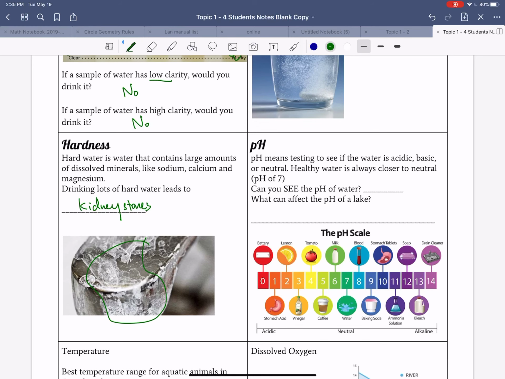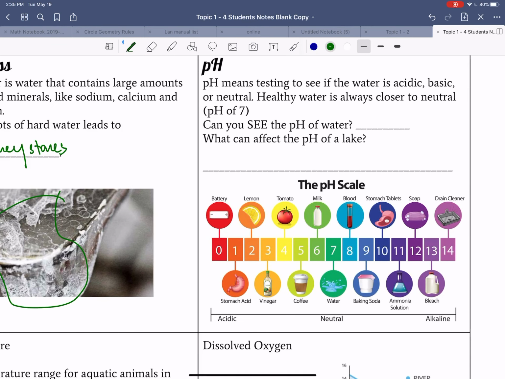pH. Okay, so this is the pH scale we were talking about. Can you see the pH of water? No, you have to test it. Okay, what can affect the pH of a lake? So for example, bleach, if you put lots of bleach inside.